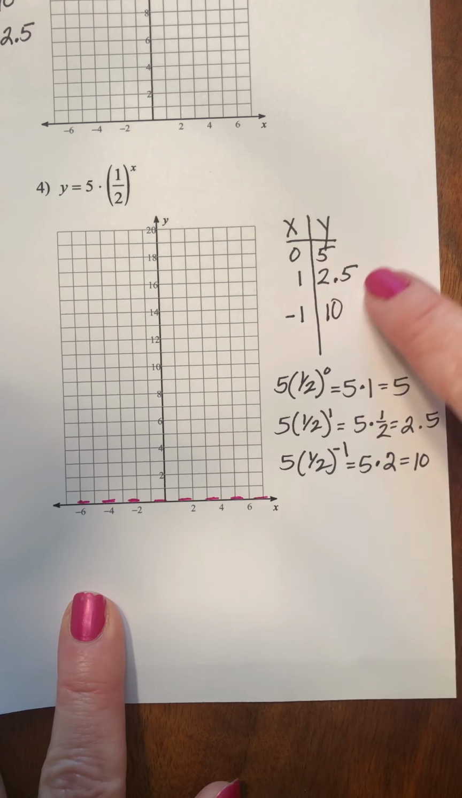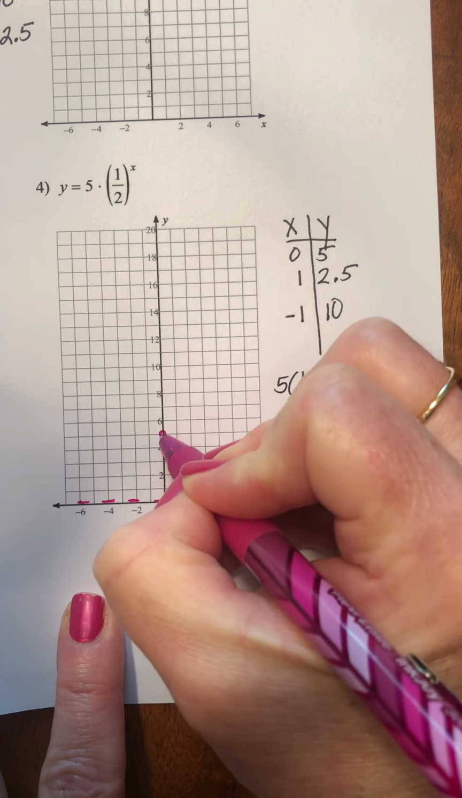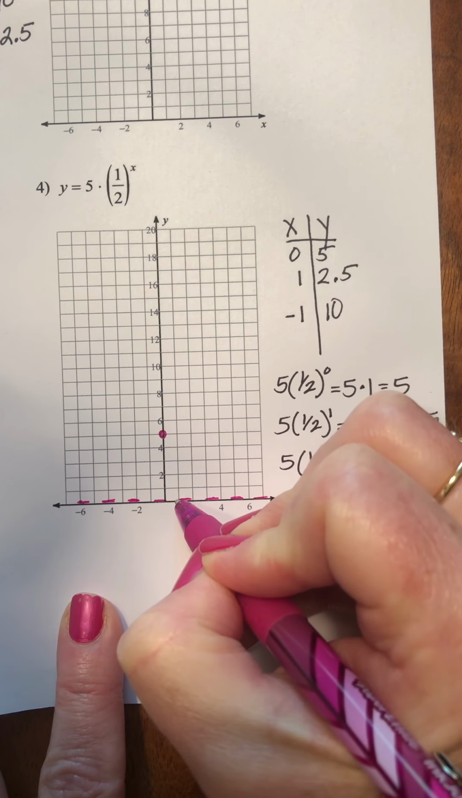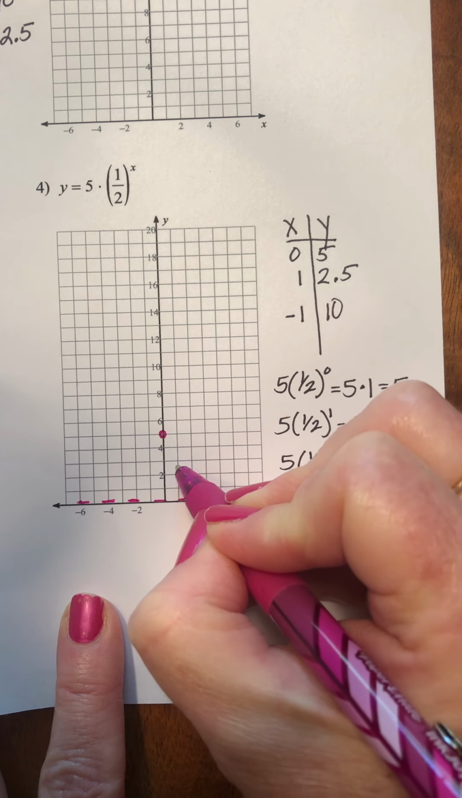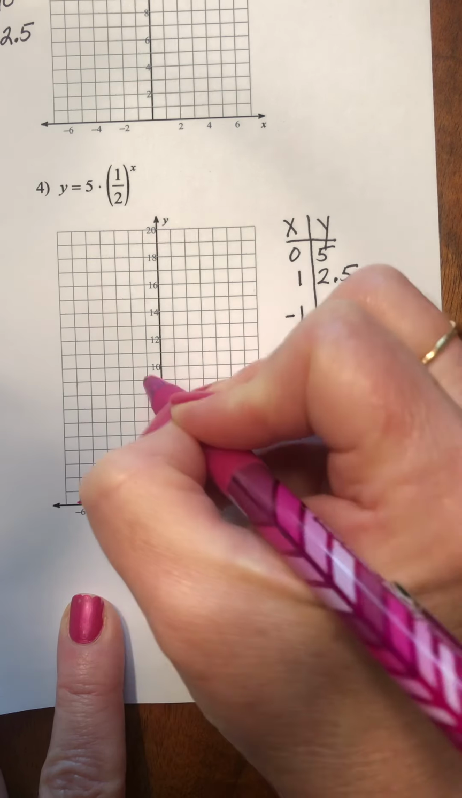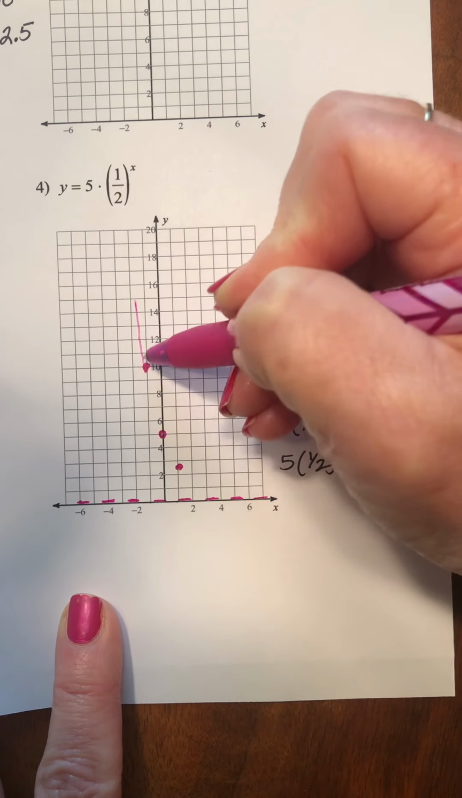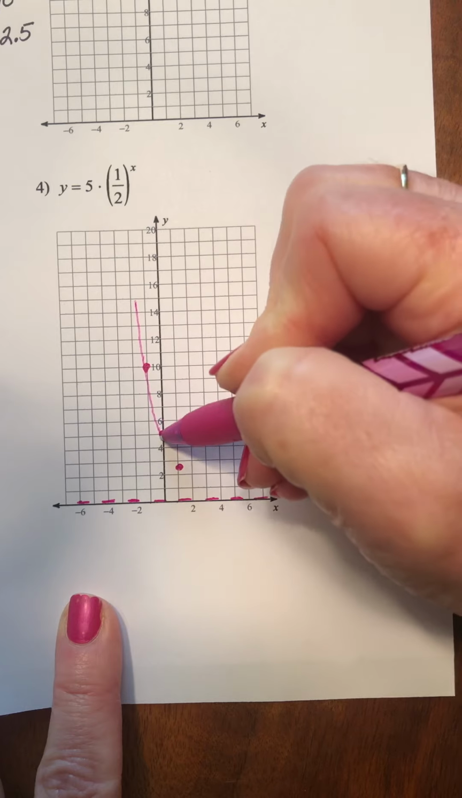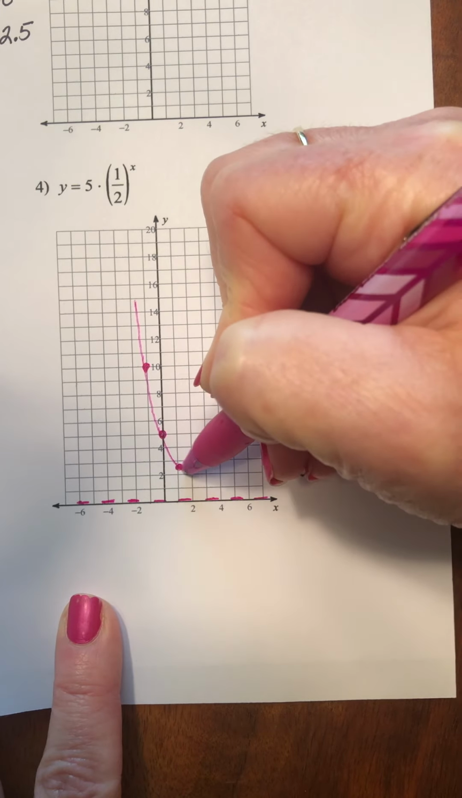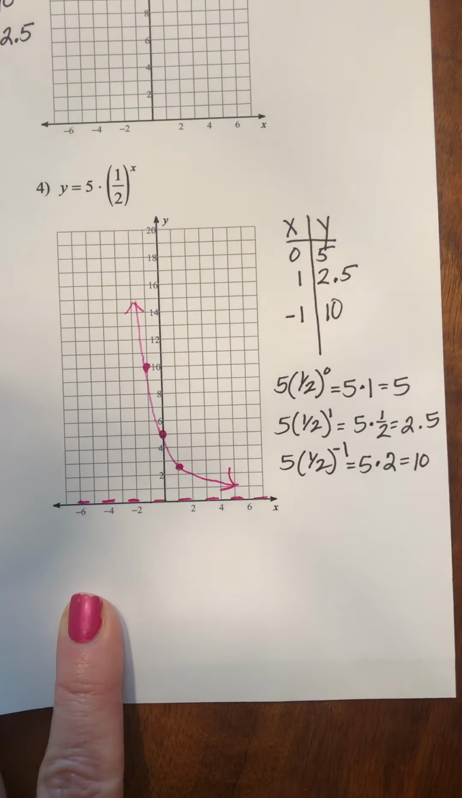Okay, so now I have these 3 points, 0, 5. I'm going to go over, I'm going to do 1 and then 2.5, so go up 2 and up 1/2. But this time, -1, 10. And so again, we're going to connect these, and you're just going to sketch it. But this time it's going in this direction. And there's your decay. And that's how you do these.